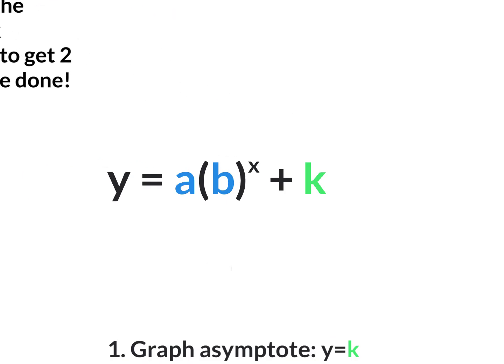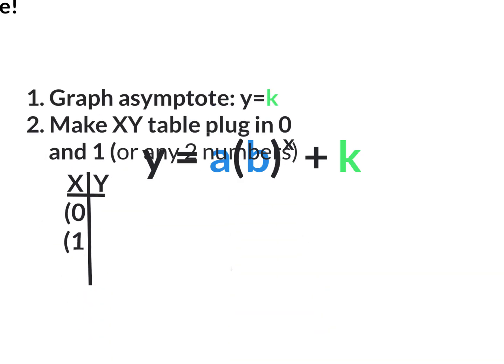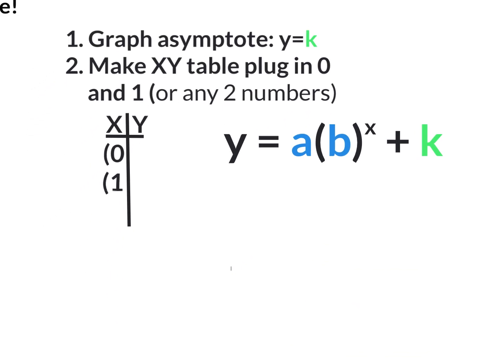As a matter of fact, it's probably better if we rephrase it like this. Step 1, move your asymptote to y equals k, whatever that value is. Step 2, make an XY table, plug in 0, get out an answer, plug in 1, get out an answer, plot those 2 points, and you will be done. Check it out. Let's do an example on Quizizz. Doesn't matter how crazy it looks. If you follow these 2 steps, you'll be successful at graphing exponential growth or decay functions.